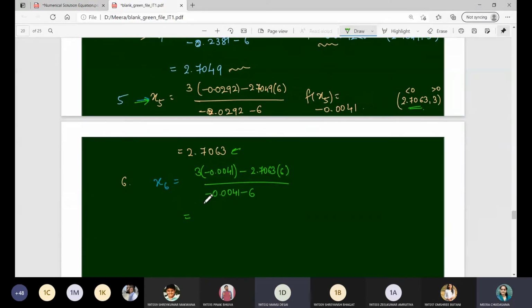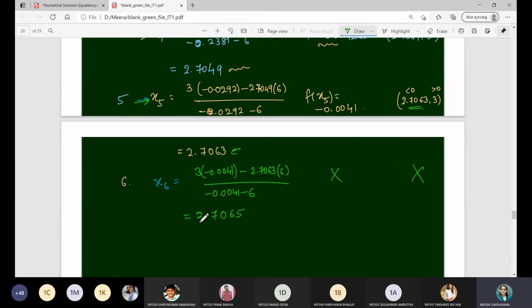2.7065. So you can see the two iterated values, x5 and x6, the absolute difference between them is 0.0002. So we want the correct answer correct to 3 decimal places. So this is the desired level of accuracy you can see, and therefore we can stop here. No need to find out the function value, no need to find out the interval, because we already found 2 consecutive iterations where our desired level of accuracy has been achieved.